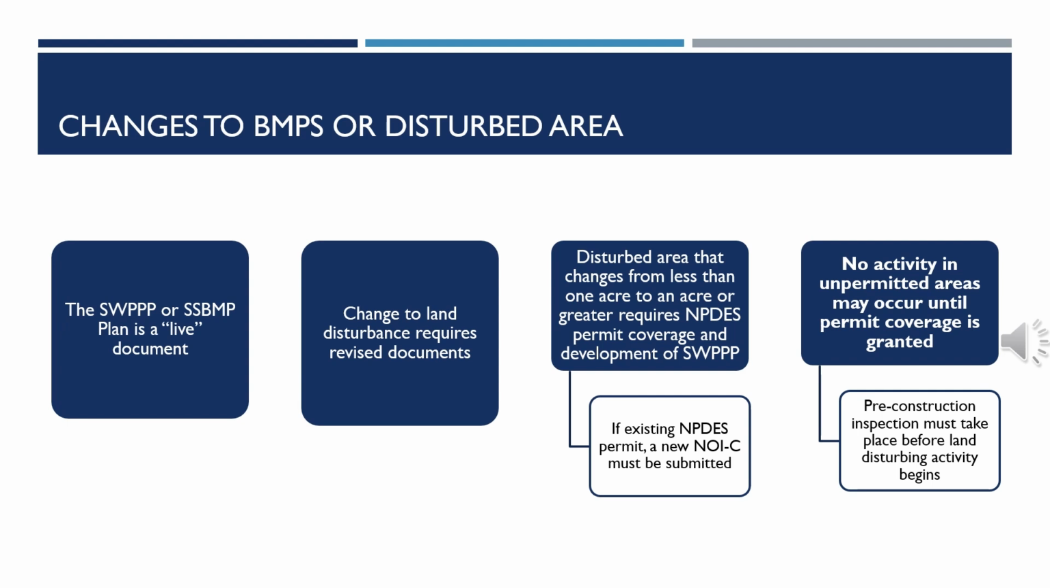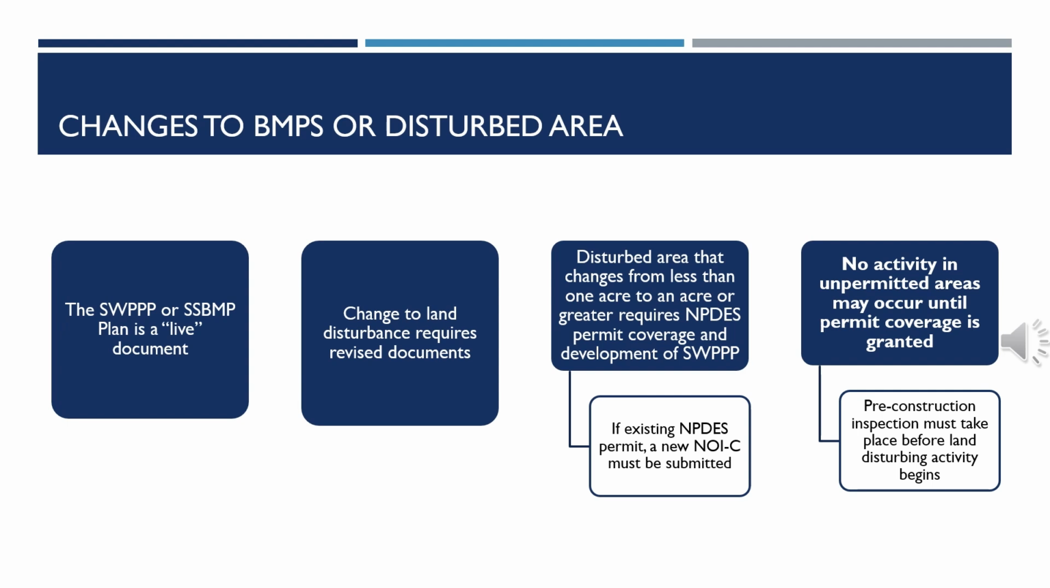Changes to BMPs or disturbed area. The SWIP or SSBMP plan are considered live documents that should reflect the current conditions of the site, and the contractor is responsible for updates during construction. The most common reason a SWIP or SSBMP plan would require a revision is if there is a change to the size and/or location of project areas.